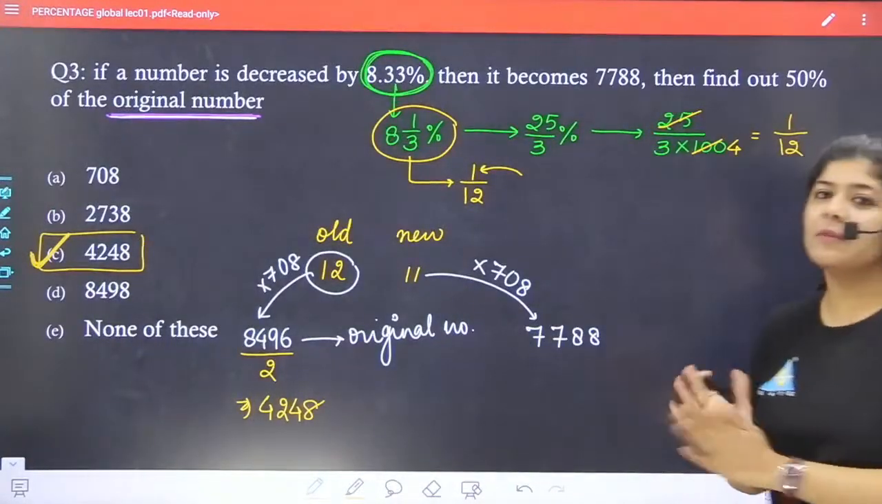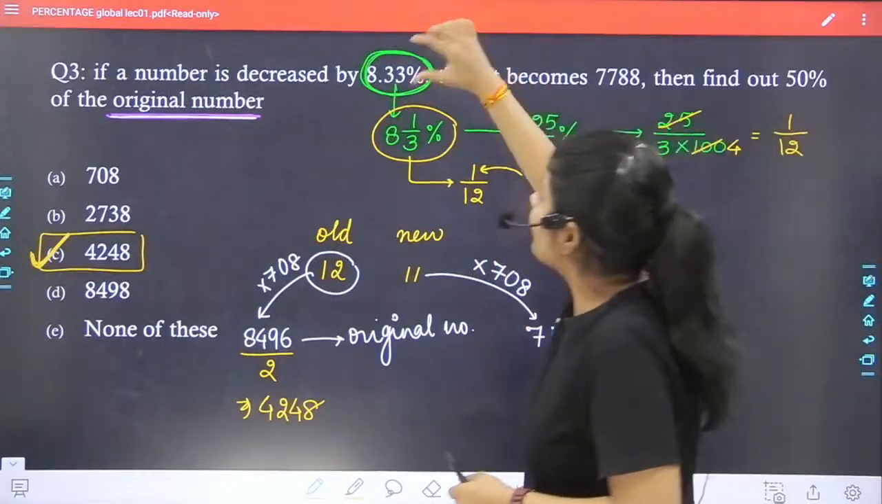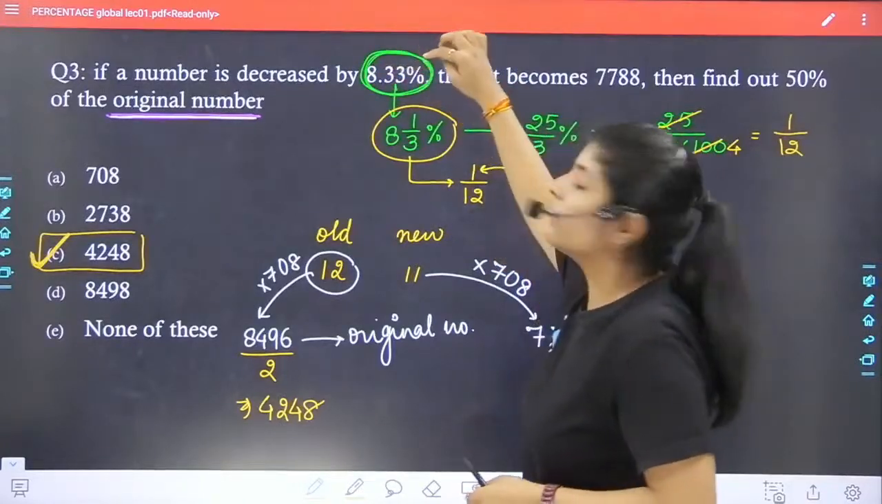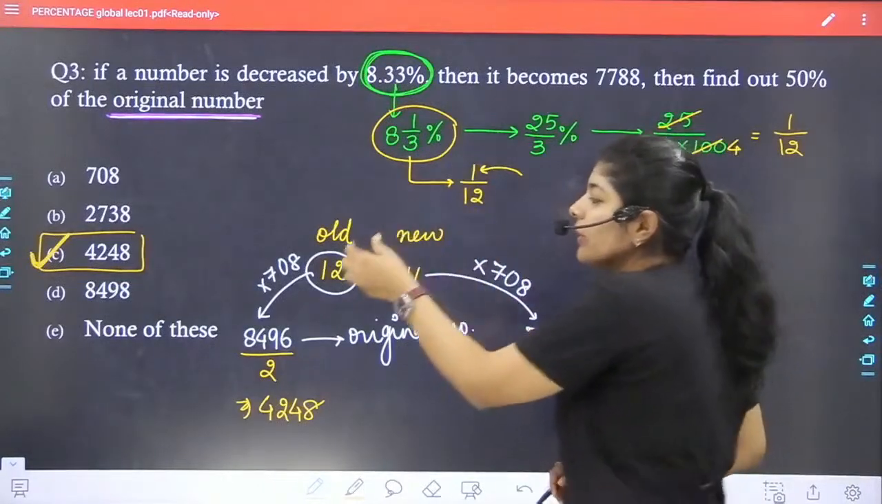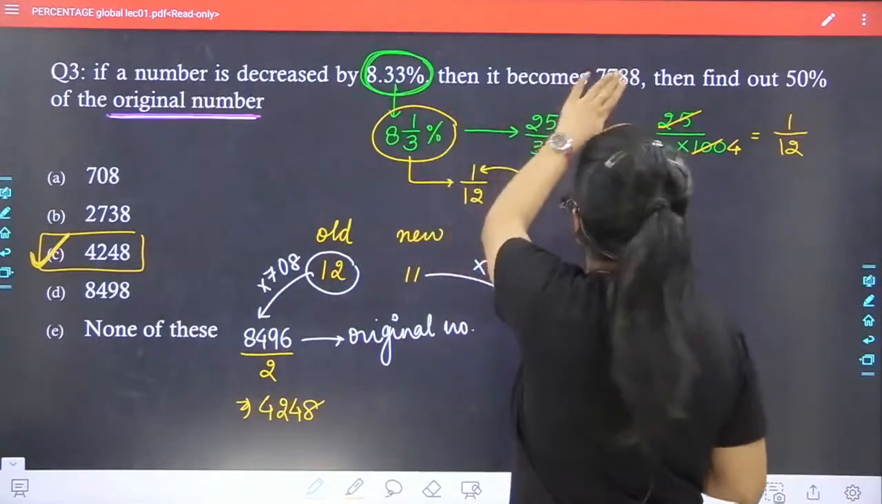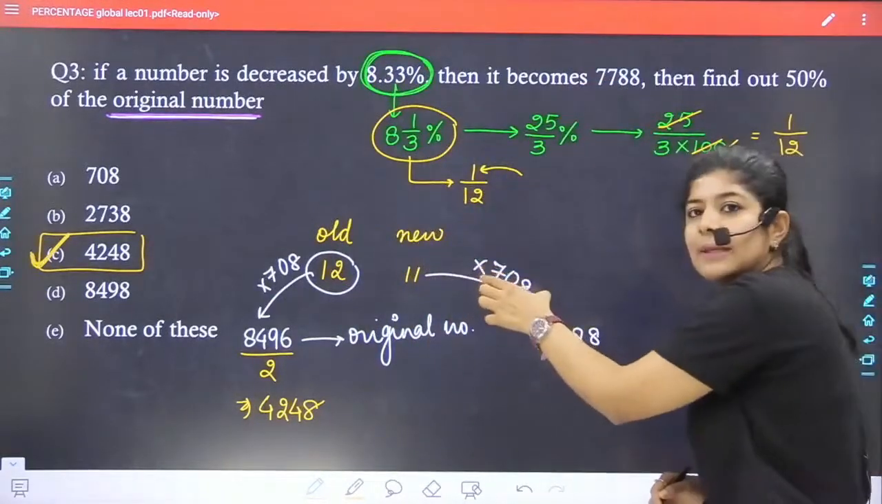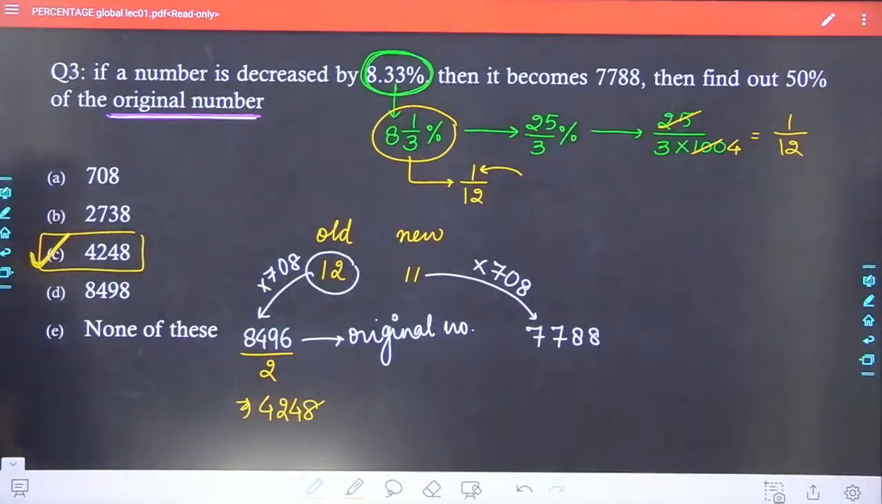Is it clear to everyone? First, what I did, we simply convert this 8.33% into the fraction, and as I get my fraction, I'll convert it into the ratio of old number and the new number, and as the value is given, we simply calculate it on the multiple, and after that we will get our original number and 50% of that particular number. Is it clear to everyone? Please let me know in the comment section.